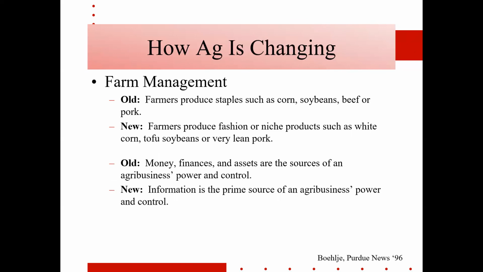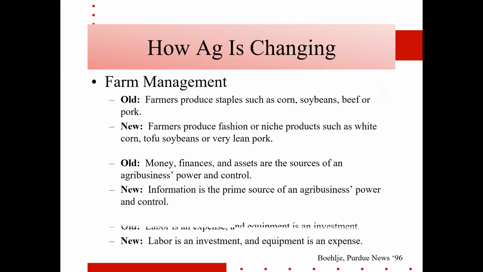Money, finances, and assets are the source of an agribusiness's power and control, versus information, as we've seen even more so recently, is the primary source of an agribusiness's power and control. And a lot of these concepts extend beyond agriculture, right? Labor as an expense versus an investment.